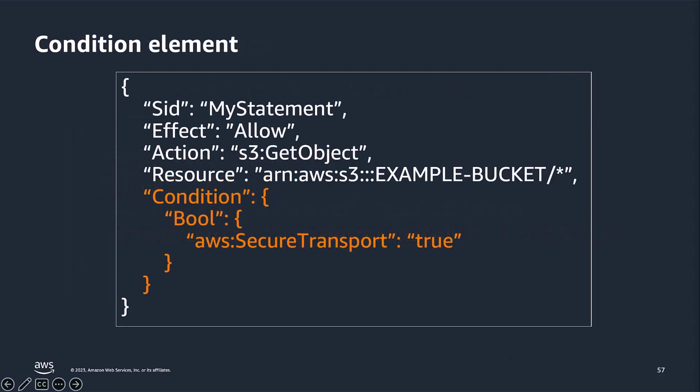On to the condition element. The condition element is an optional element that lets you specify when a policy statement is in effect. This policy statement allows an S3 get object request to the example bucket resource, but only if the request is made using TLS. Adding that "but only if" to the end can be a helpful way to read policy statements that have conditions.